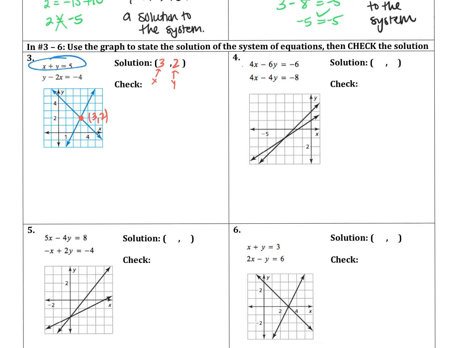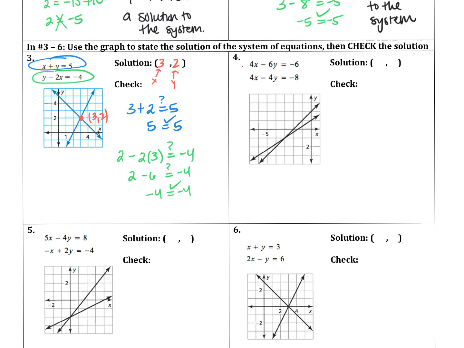So here's the first equation, x, which is 3, plus y, which is 2, equals 5. 5 does equal 5. And the next equation is y, which is 2, minus 2 times x, which is 3, equals -4. 2 minus 6 equals -4. -4 does equal -4, so that's true. I verified.